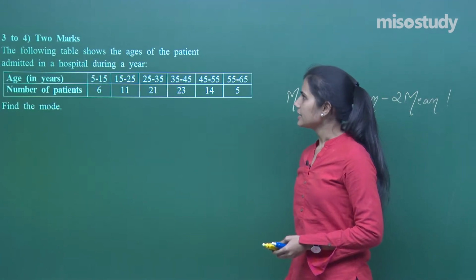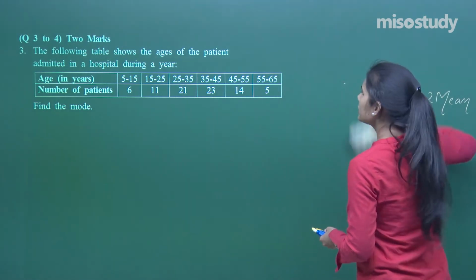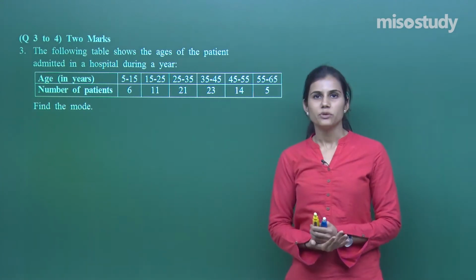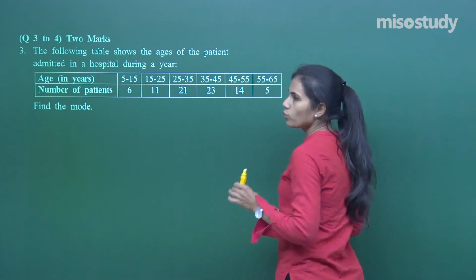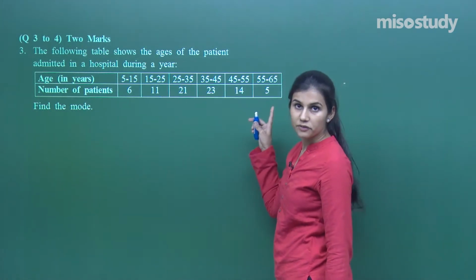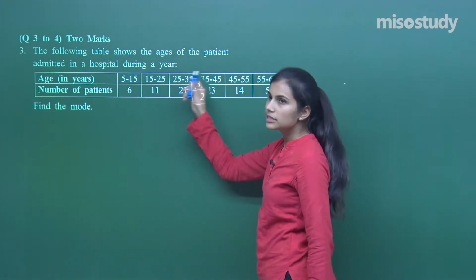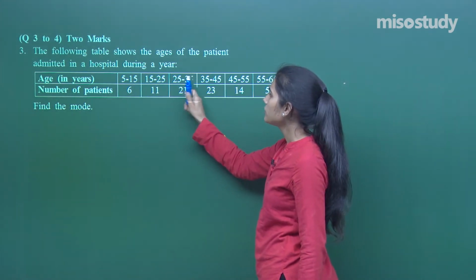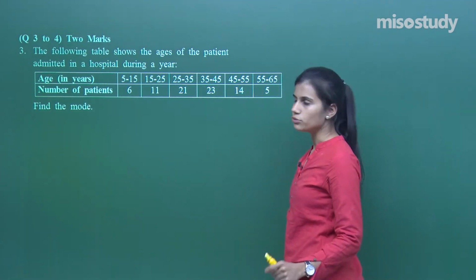Moving to the next, it says that the following table shows the ages of patients admitted in a hospital during a year. Find the mode for this given grouped frequency distribution. If I have to find the mode, what is the algorithm? The algorithm says that you have class intervals, you have the frequencies available with you. So these are class intervals, these are frequencies. These class intervals are continuous. Upper limit of one is lower of the other. So this is a continuous frequency distribution.